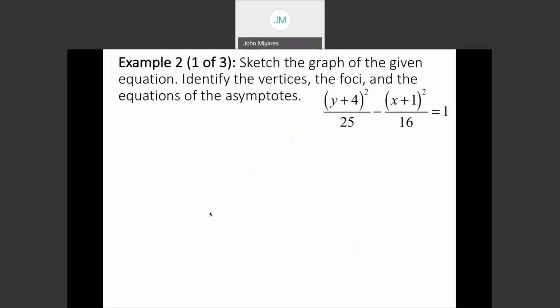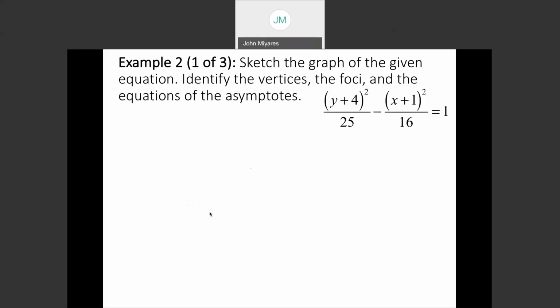Here's example 2. Just like before, we want to sketch the graph of the given equation. Identify the vertices, the foci, and the equations of the asymptotes. Our equation is given in standard form as y plus 4 quantity squared over 25 minus x plus 1 quantity squared over 16 equals 1.